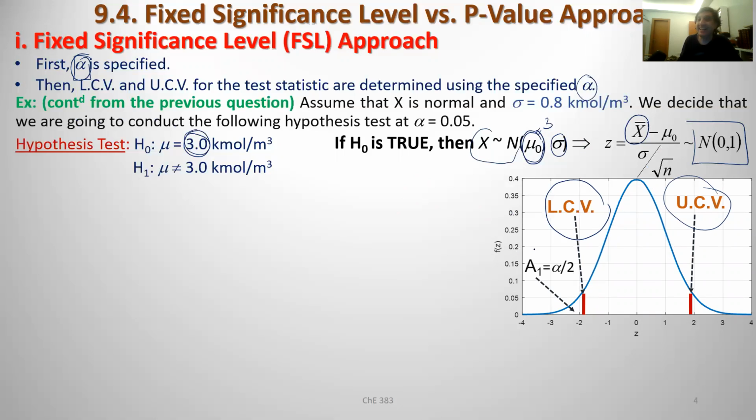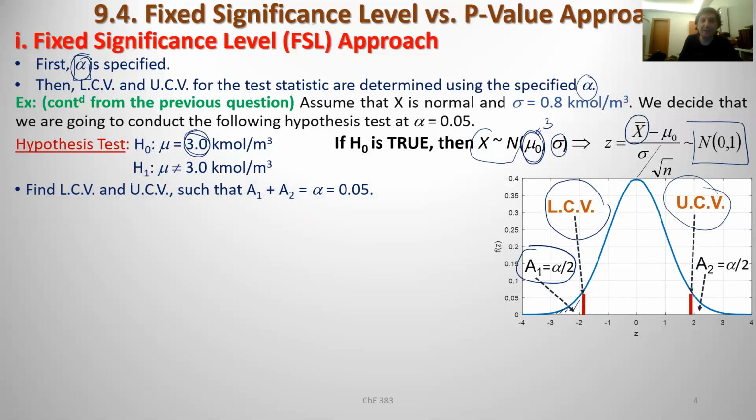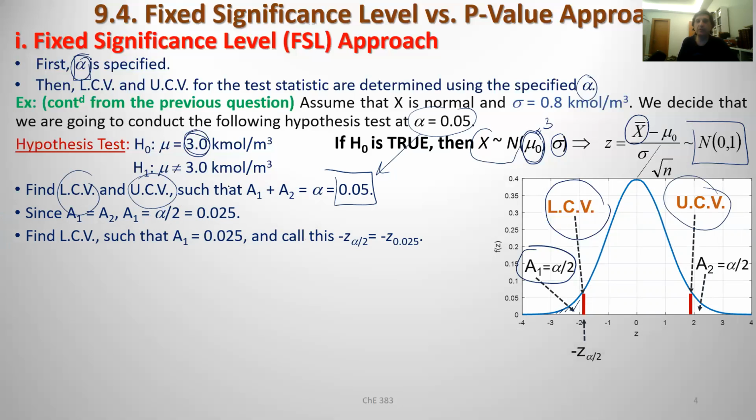So here is the thing. Since alpha is specified and since this is a symmetric distribution, this area is going to be equal to alpha over 2, and this area on the right-hand tail is also going to be equal to alpha over 2. So we need to find lower and upper critical values such that the areas A1 and A2 sum to alpha, because it is this value which is given. Therefore, the left-hand side area is going to be 0.025, and the right-hand side area is going to be 0.025.